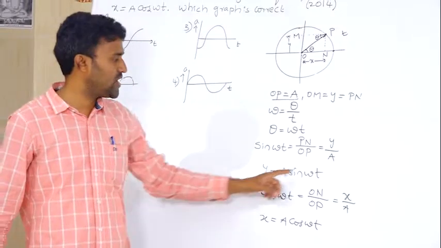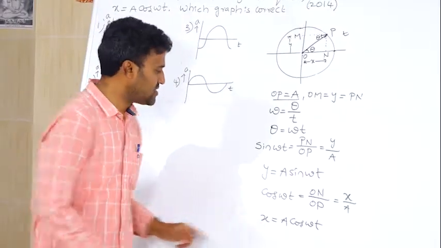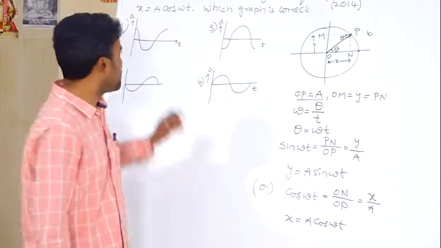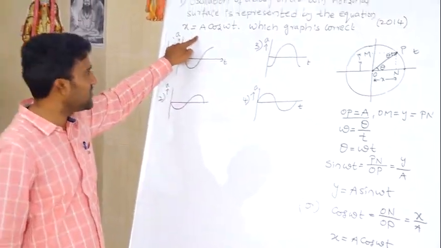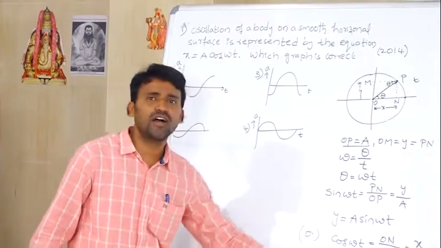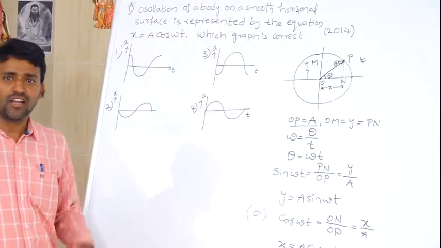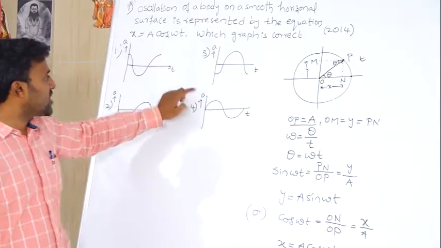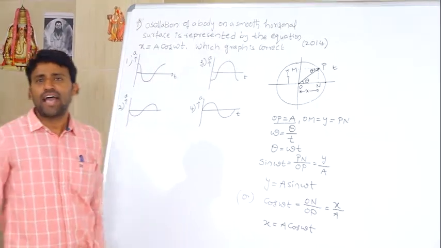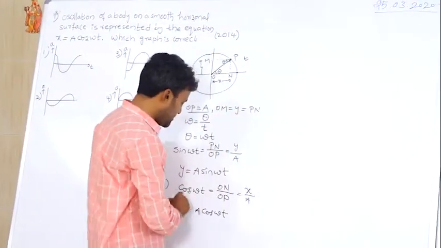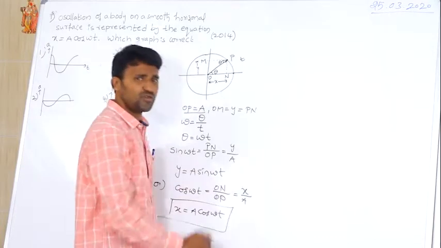y is equal to A sin omega t, or otherwise we can write x is equal to A cos omega t. In this problem he has given x is equal to A cos omega t, not y is equal to A sin omega t. Now from this we have to derive the equation for the acceleration. Now what is the velocity? We got one equation, x is equal to A cos omega t.